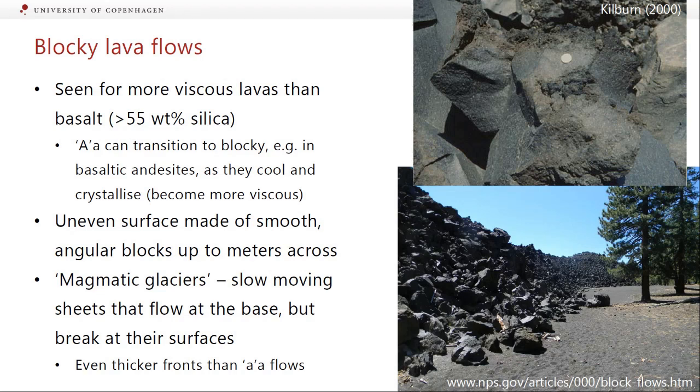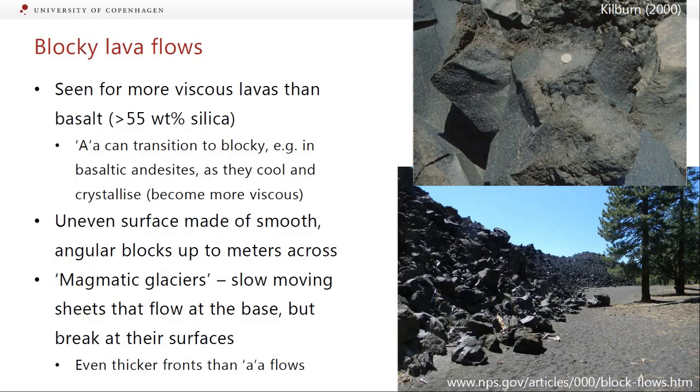So for lavas that are more viscous than basalt, so typically more than 55 weight percent silica, we get blocky lava flows. What blocky lava flows are is they have this really uneven surface, but it's not like our lava where it's made up of really sharp, what they call clinker, these shattered fragments of rock. They're these big, smooth blocks. They're angular, but they have fairly smooth surfaces.